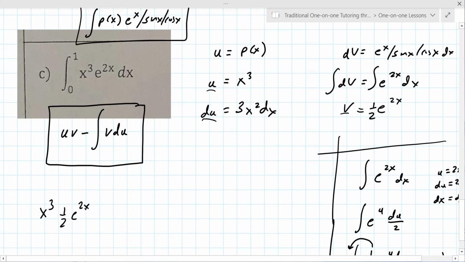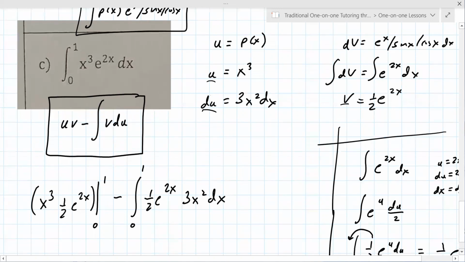But because this is a definite integral, you have to evaluate it from 0 to 1, which we are not going to do right now, but that does need to be done. Minus the integral from 0 to 1, your v is 1/2 e to the 2x times du, which is 3x squared dx. So all I did was substitute in for this. Is that okay so far?